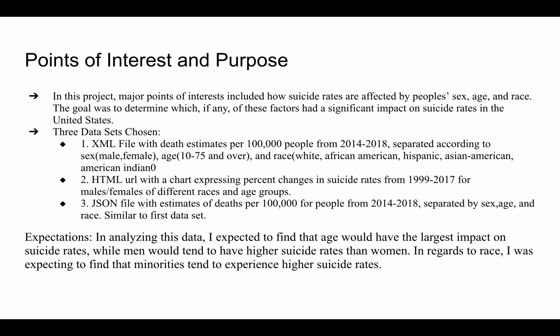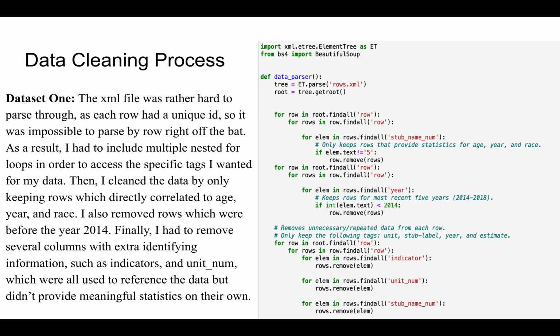And some of my expectations were, these are just some hypotheses, where in analyzing the data, I expected to find age would have the largest impact on suicide rates, while men would tend to have higher suicide rates than women. And then in regards to race, I was expecting to find that minorities might tend to experience higher suicide rates.